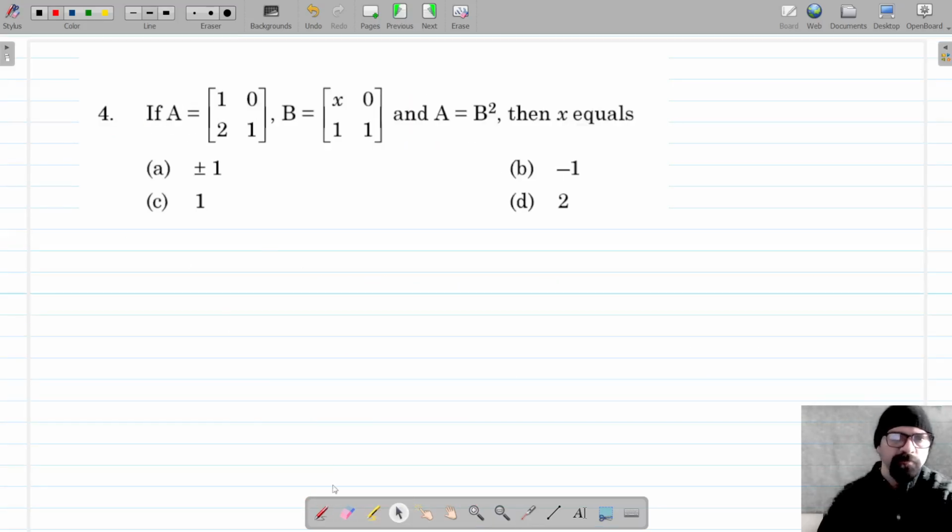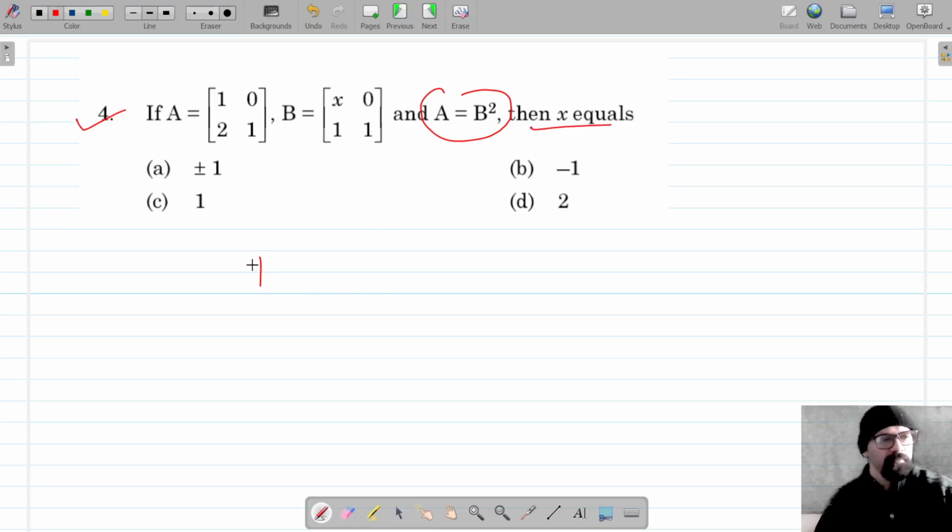Okay, for question number 4, A and B matrices are given, and it's given that A is equal to B squared. What is the value of x? So let's write down. First of all, let's find out B squared. So B squared would be the product of B with itself.